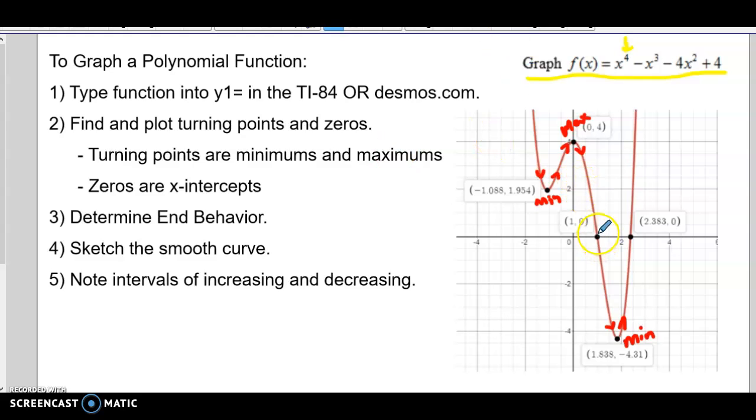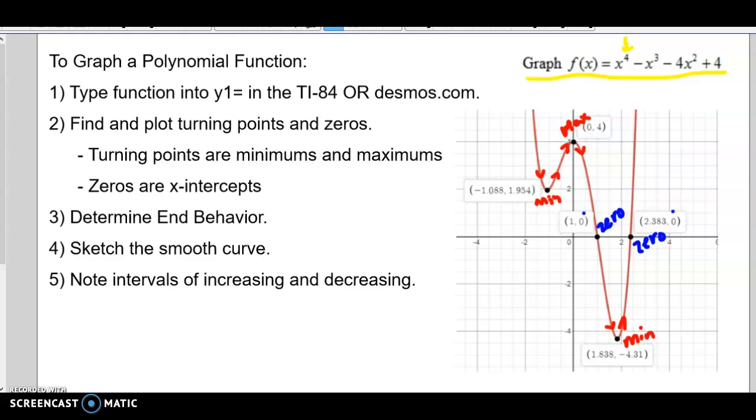I have x-intercepts here. Is an x-intercept, or a 0? That's where it crosses the x-axis. Here's another 0, another point where it crosses the x-axis. Notice the y-coordinate is 0 because it has no height.